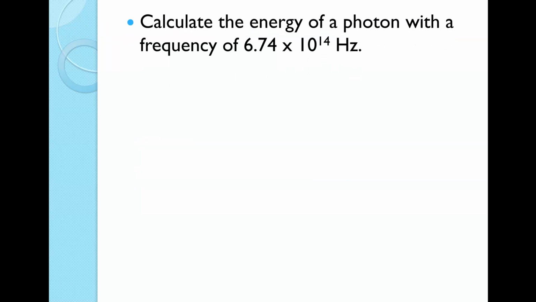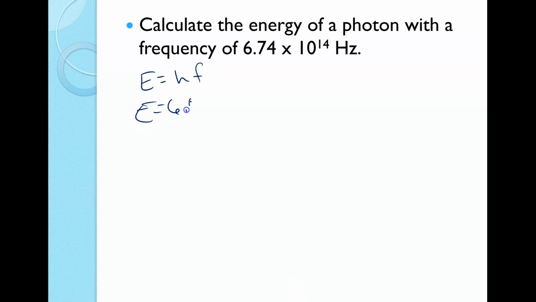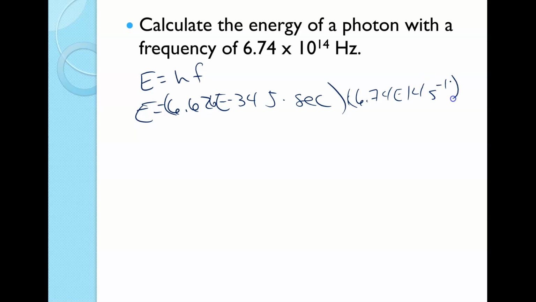It says calculate the energy of a photon with a frequency of this. So E equals hf. So the energy equals 6.626 E negative 34 joule seconds times the frequency, which is 6.74 E to the 14th seconds inverse. Those cancel. When you multiply it all out, you get 4.47 E to the negative 19 joules. Pretty simple plug and chug kind of stuff. It's not a lot of energy.